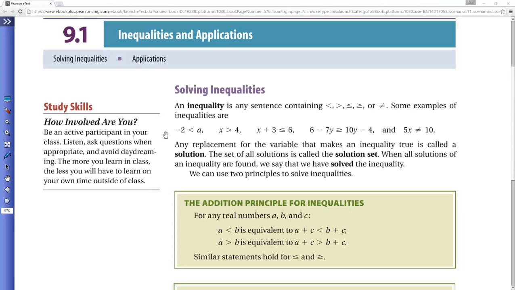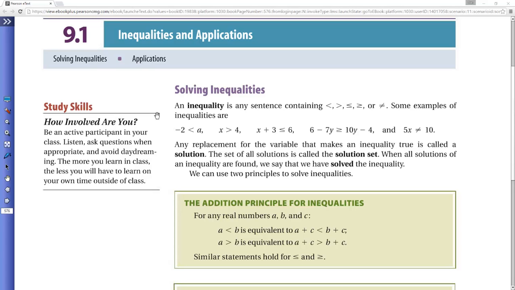Chapter 9, Section 1, Inequalities and Applications. We're going to talk about solving inequalities and some of the applications that could involve inequalities. Now, what is an inequality? Well, we've talked about equations, and we've used equations and rules like the addition principle and multiplication principle to solve equations. We're going to look at this with things that are not equations.